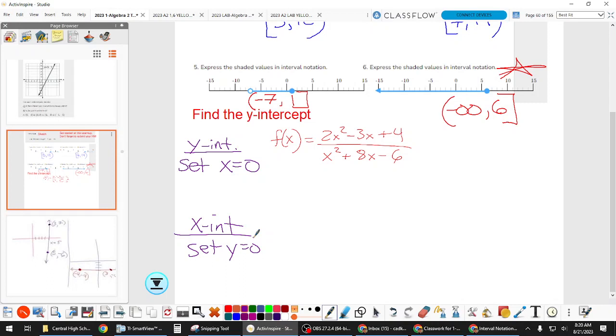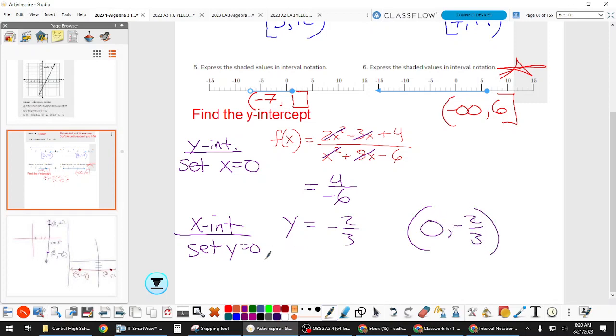you probably could, if you were clever, solve for the x-intercept at this point, depending how much you've done with quadratics. But I didn't ask you to do that because we haven't talked specifically about that. But if I set x to 0, these four terms all are 0, and so we can ignore them. And all that we have left is 4 over negative 6, or negative 2/3, and that's your y-intercept. Remember to give it as a point.